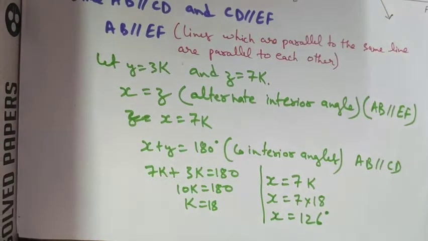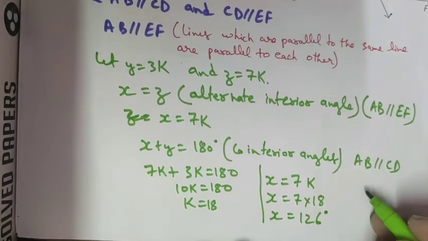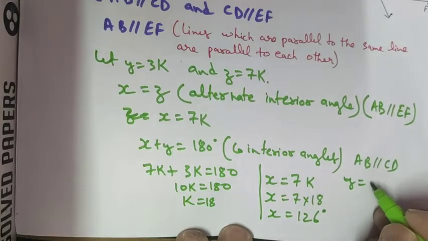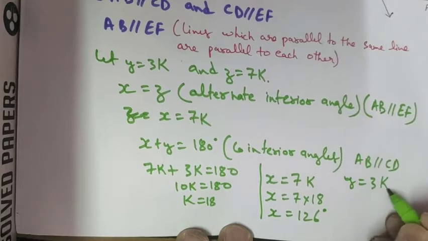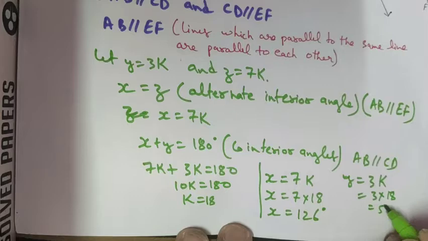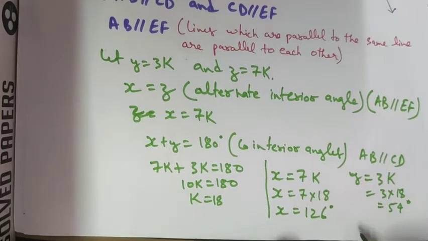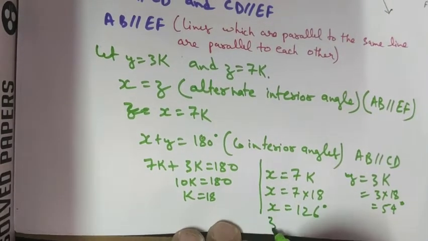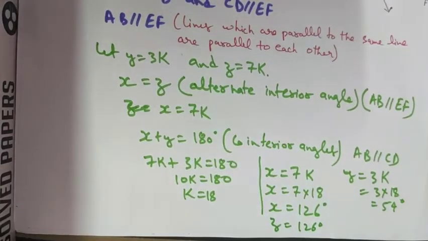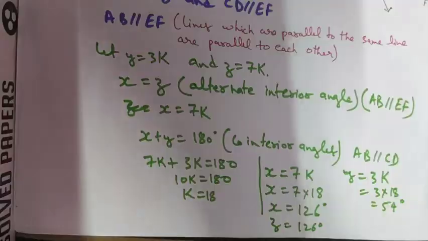Similarly, if we want to calculate y, although it is not asked in the question, you can calculate y also, because y equals 3 times k, that is 3 multiplied by 18, 54 degree, and z is equal to 126 only, because x is equal to z. So all the three angles we have calculated.